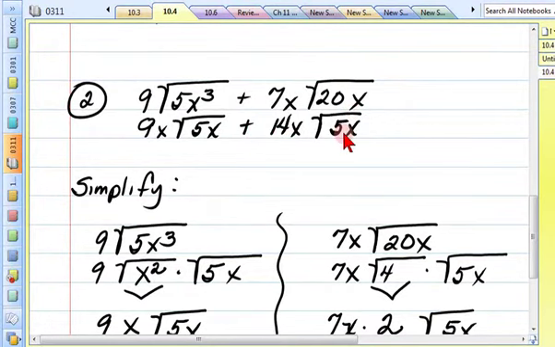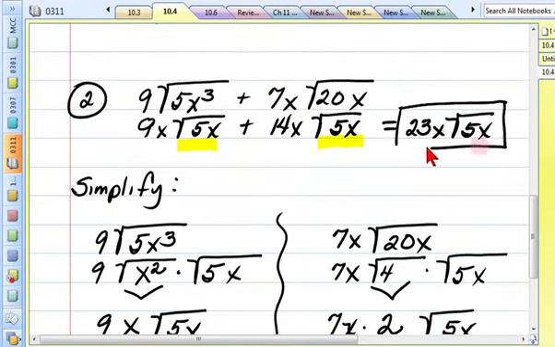Now that I've done all my simplifying, would you tell me, do I have like radicals? Yes. Okay. And the problems are sort of rigged so that you do get a lot of like radicals. All right, so that's going to be part of the answer. And if I have 9x of those plus 14x of those, how many do I have? 23x, square root of 5x.